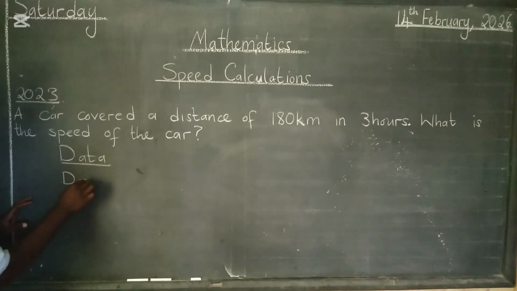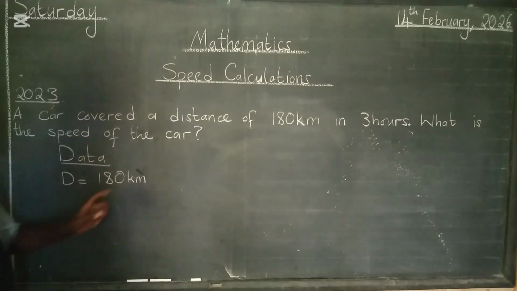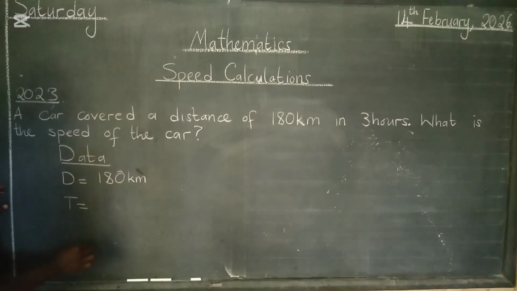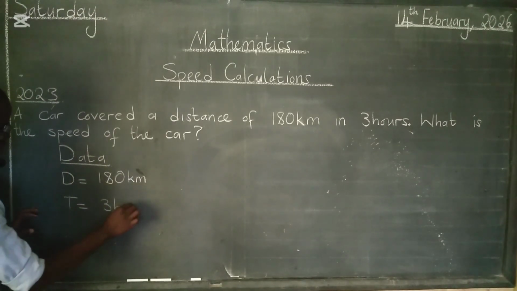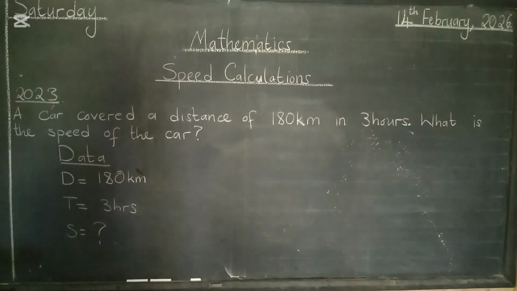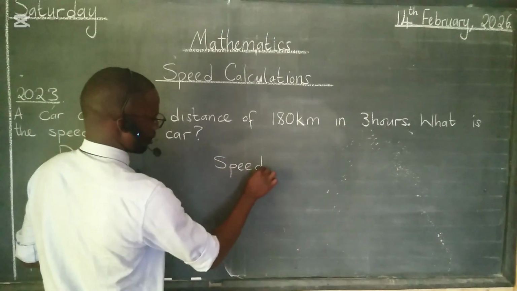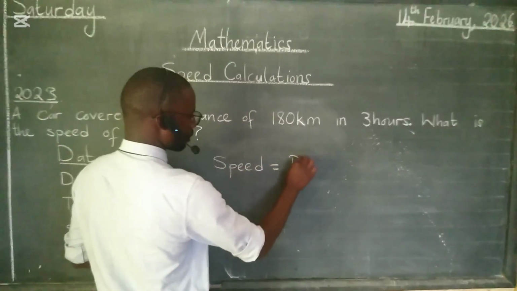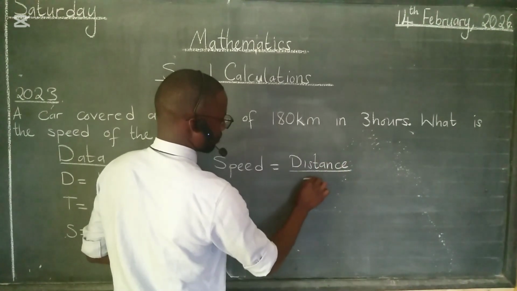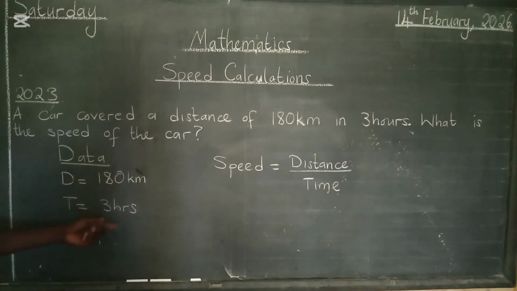So D is equal to 180 kilometers in 3 hours. Hours is of course time, HRS, like that. Then we are looking for the speed. The formula for speed is equal to distance covered over the time taken. And in this situation, we already have the distance and the time provided.